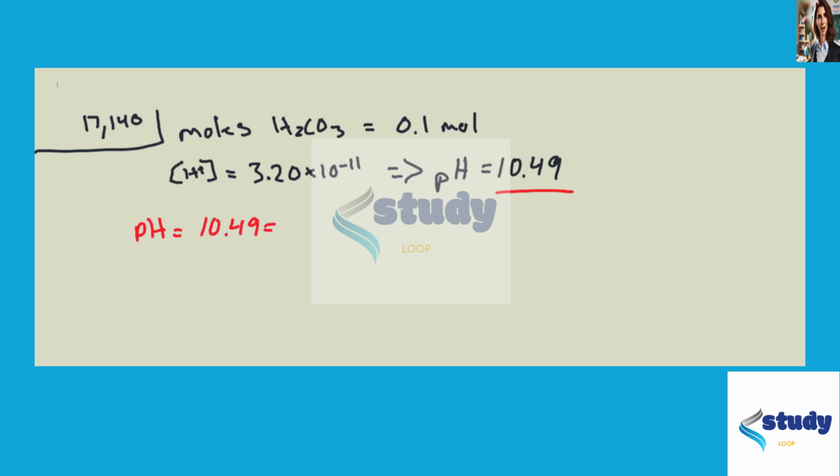So we can write the Henderson-Hasselbalch equation as being pH, which is 10.49, is equal to pKa2 for carbonic acid plus the log of base over acid. Now the pKa2 is 10.25, which is a close value here, so we know we're doing the right equivalence point, right Ka value.